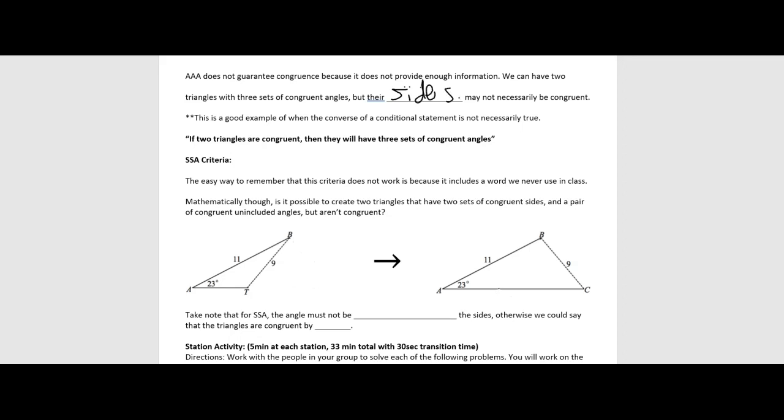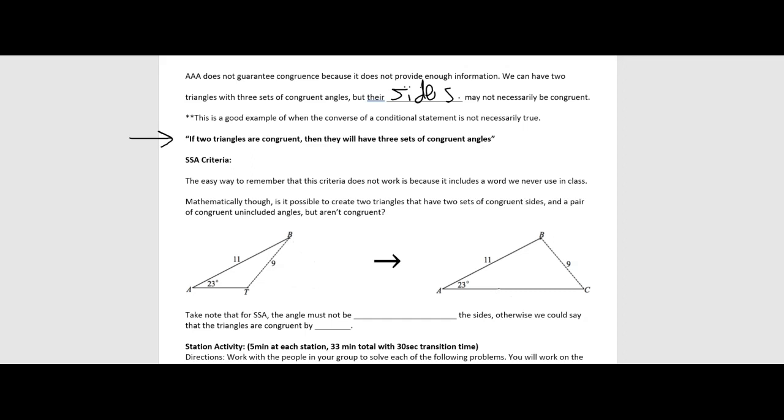This is a good example of when the converse of a conditional statement is not necessarily true. And I'm talking about this statement right here. If two triangles are congruent, then they will have three sets of congruent angles. Well, that conditional statement is true, right? If the triangles are congruent, their angles have to be congruent, right? Just like all their sides have to be congruent.